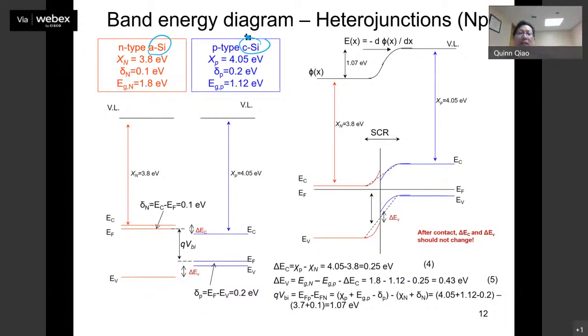So both of these are silicon, but amorphous silicon has a bigger band gap than crystalline silicon, right? Crystalline silicon has a band gap of about 1.12. The amorphous silicon can be 1.8. You see the band gaps are different, okay? So since the band gaps are different, we know they will form a heterojunction, okay? Now let's see how this junction is formed, okay?